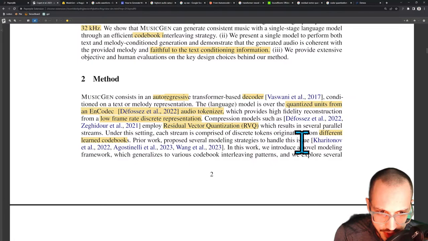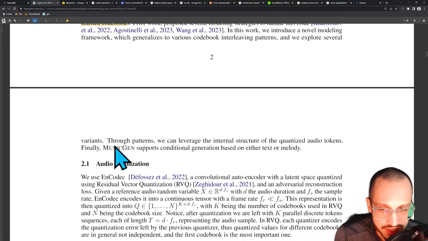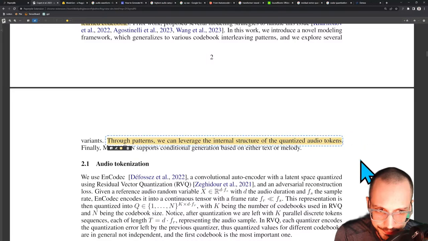Propose several modeling strategies to handle this issue. In this work, we introduce a novel modeling framework which generalizes to various codebook interleaving patterns, and we explore several variants. Through patterns, we can leverage the internal structure of the quantized audio tokens. What? What patterns are they talking about here?